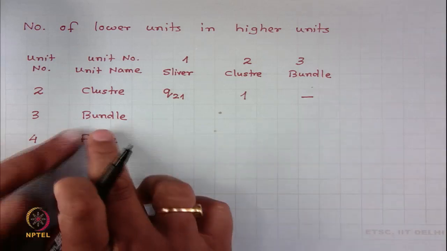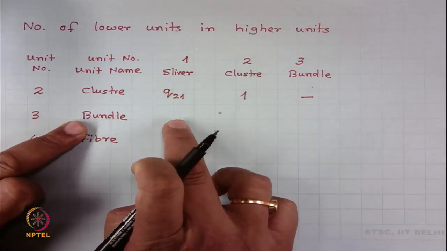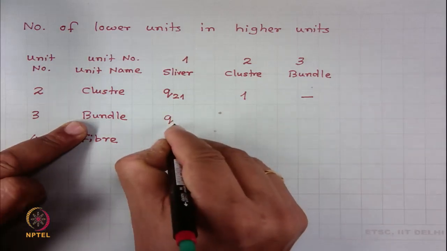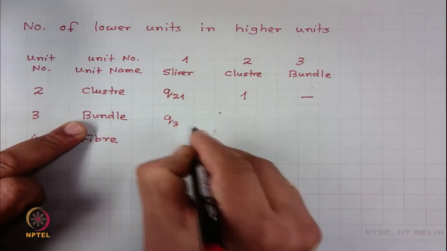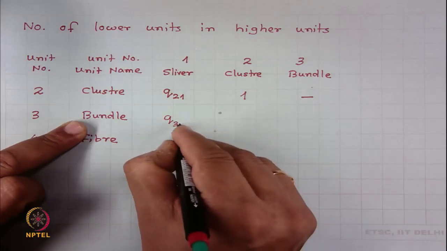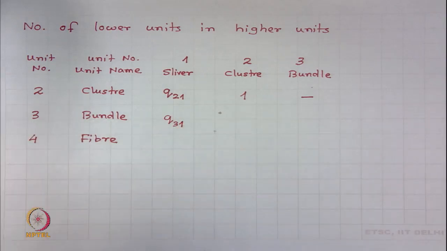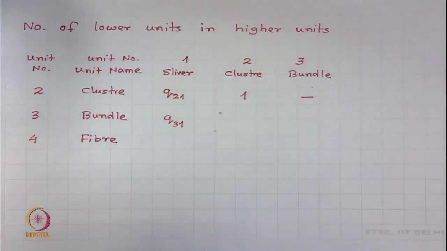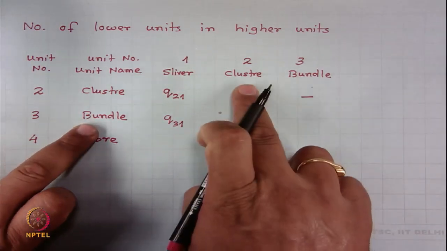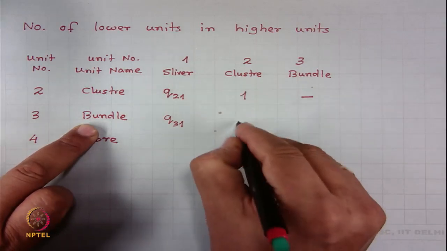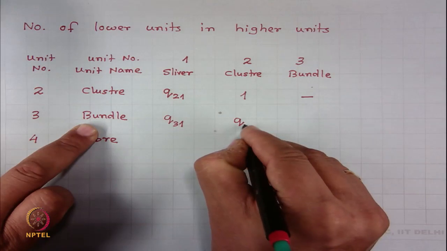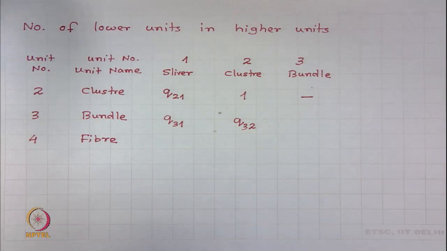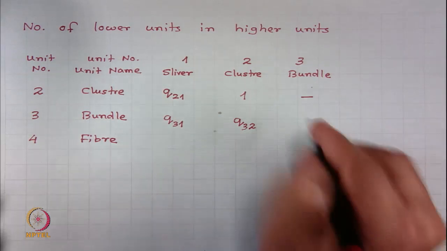Then, how many bundles are present in a sliver? Q, the first subscript stands for bundle, the second subscript stands for the higher unit: Q31. So, Q31 is the number of bundles in a sliver. Similarly, how many bundles form a cluster? Q, first subscript lower unit, second subscript higher unit. And how many bundles form a bundle? Must be 1.